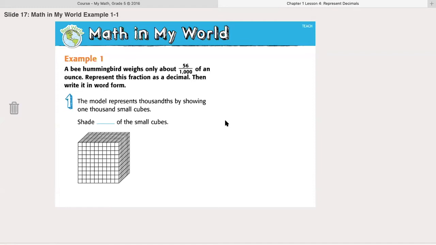The model represents thousandths by showing 1,000 small cubes. Shade 56 of the small cubes. Here you see 56 cubes shaded. 56 out of not just 100, as this one face shows, but out of 1,000, because you can see that those 100s are stacked 10 deep.